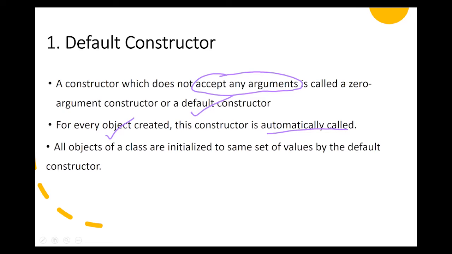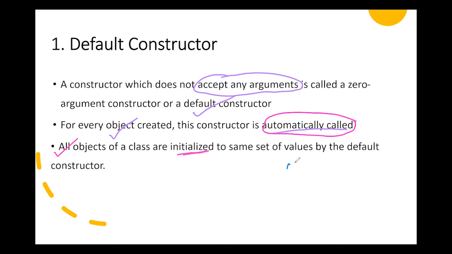All objects of a class are initialized to the same set of values by the default constructor. Now why do you think so? Why is this happening? It is because it is automatically called as soon as we create the object, isn't it? So all the objects, whichever objects you are creating under that class name, are going to be initialized to the set of values which is there inside the constructor.